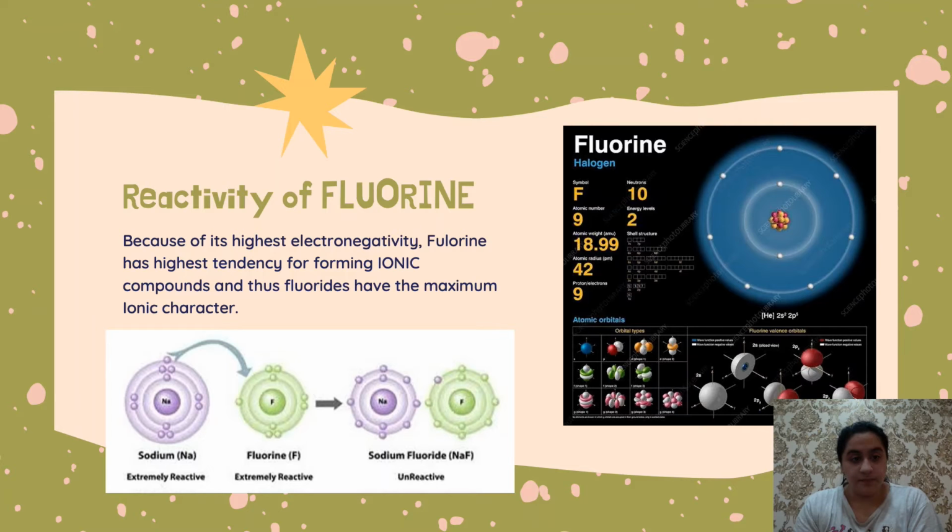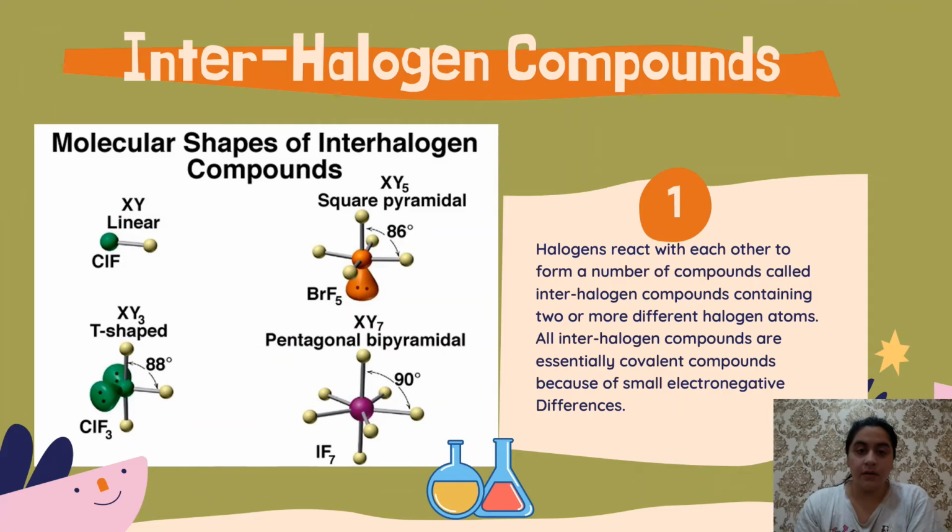Reactivity of fluorine. Because of its high electronegativity, fluorine has the highest tendency to form ionic compounds, and thus fluorides have the maximum ionic character. Here we take an example of sodium and fluorine that form sodium fluoride. Sodium is extremely reactive and fluorine is also extremely reactive. The product which is formed, sodium fluoride, is unreactive.